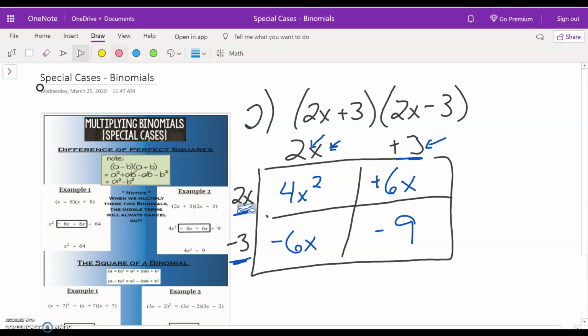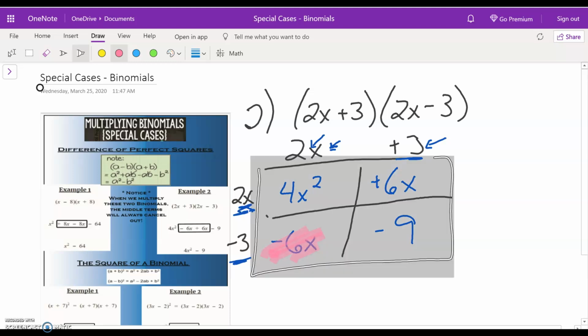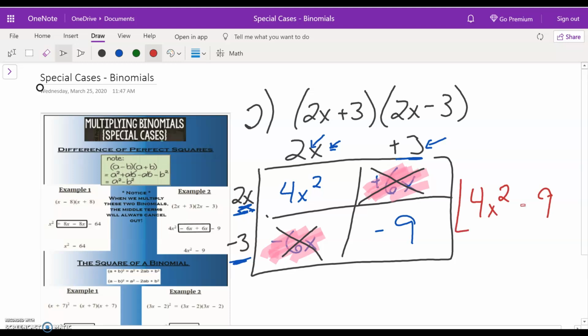Okay, with the area method, what you should begin to notice here is we've got this negative 6x working down here, and we've got this positive 6x working over here. When I go ahead to combine those two, what I should notice is that that 6x with this negative 6x, when they combine, we're going to get 0. And then I'm able to pull out as my final solution 4x squared minus 9. And that is my final solution.